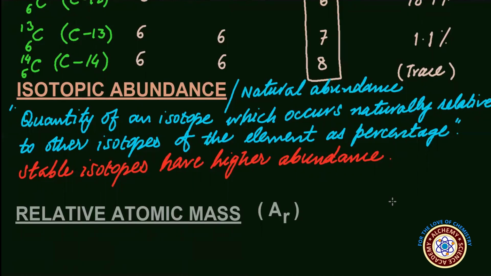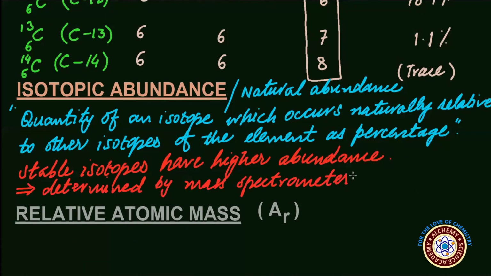Isotopic abundance of an isotope is determined by an instrument called a mass spectrometer. Isotopic abundances of isotopes of an element can be employed to figure out the relative atomic mass of that element.